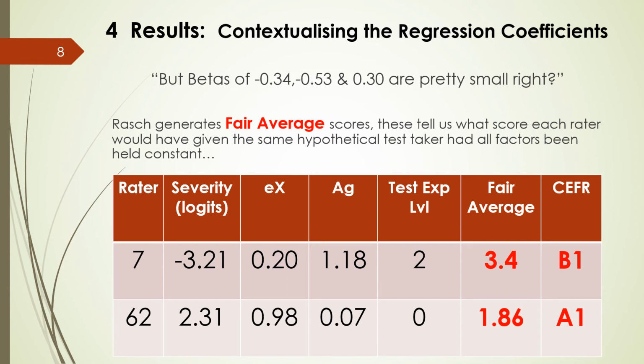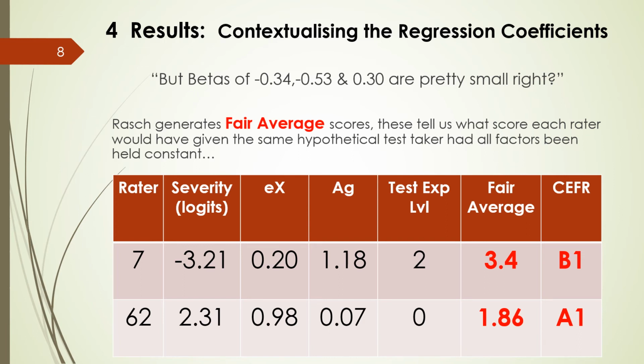Rater 62 was the most severe and was somewhat extrovert, of neutral agreeableness and inexperienced with any form of speaking test. Where our most severe rater would award a test taker an A1 on the CEFR scale, our most lenient rater would have rated that very same performance at B1.